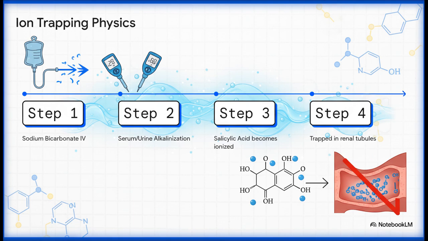Well, for salicylates, it's all about the physics of ion trapping. You administer continuous IV sodium bicarbonate to alkalinize both the serum and the urine. What this does is transform the lipophilic salicylic acid into its ionized hydrophilic form. Once it's ionized, it gets trapped right there within the renal tubule lumens. You are completely shutting down its ability to passively diffuse back into the systemic circulation and the central nervous system. It's a real game changer.